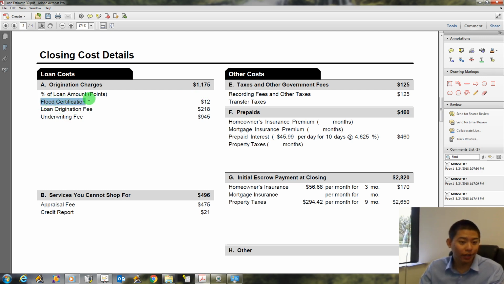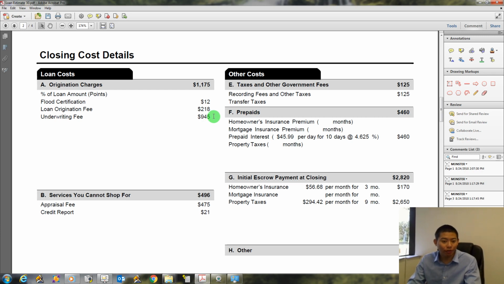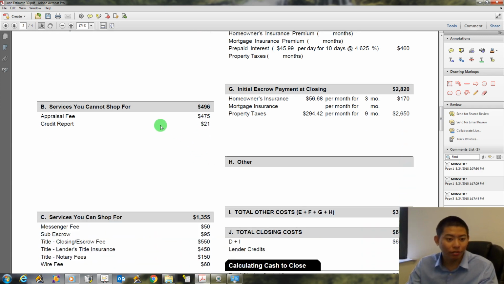The flood certification is about $12, and the loan origination fee. This person right here is getting a little bit of a charge based on the origination fee, based on the interest rate they're getting. And the underwriting fee is $945. So that's the A column right here. You add these up, it will be a total of $1,175. And we move on to the B column.